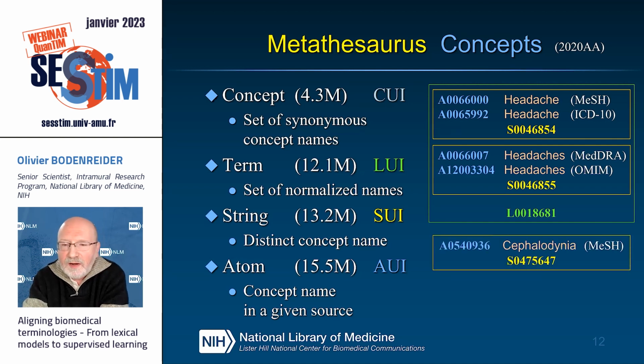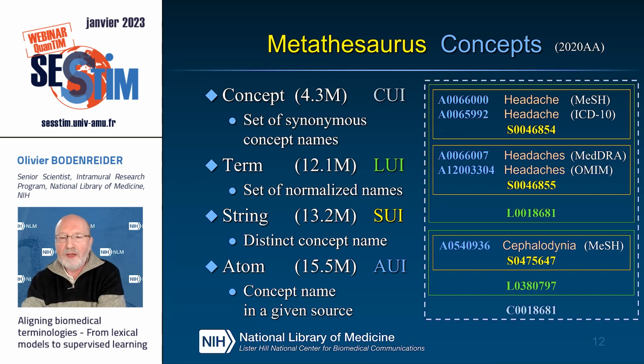There's another synonym, less common, for headache, which is cephalodynia. And in this case, new atom, and since it's a different string, there's a different string identifier. And there's no plural of this, so it's a single lexical unit identifier. But all these things are grouped together because, as I mentioned, headache and cephalodynia are synonymous, and therefore they are grouped together in the same concept. So essentially, putting together the UMLS Metathesaurus consists in part of grouping synonymous strings into the same concept.